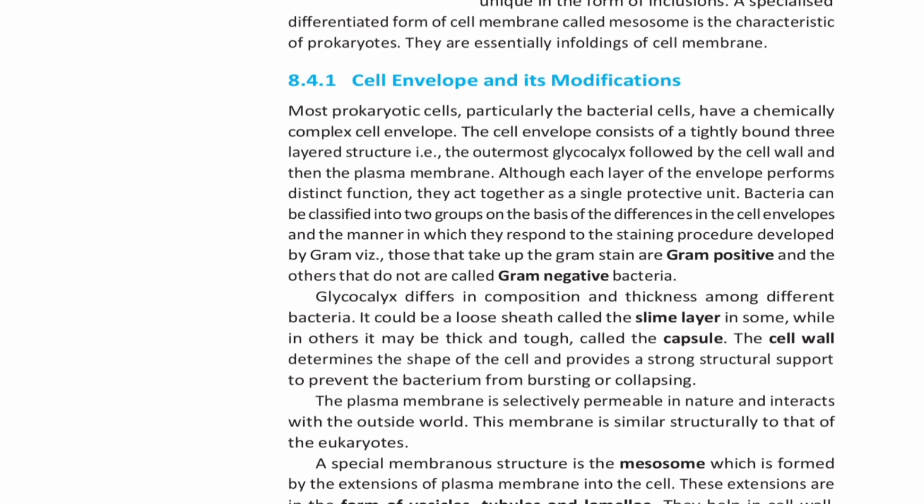Bacteria can be classified into two groups on the basis of the differences in the cell envelopes and the manner in which they respond to the staining procedure developed by Gram, viz. those that take up the Gram stain are Gram positive and the others that do not are called Gram negative bacteria. Glycocalyx differs in composition and thickness among different bacteria. It could be a loose sheath called the slime layer in some, while in others it may be thick and tough, called the capsule. The cell wall determines the shape of the cell and provides a strong structural support to prevent the bacterium from bursting and collapsing.